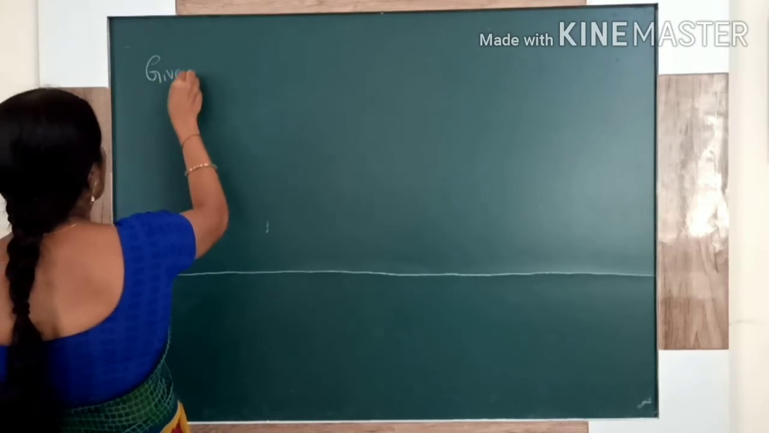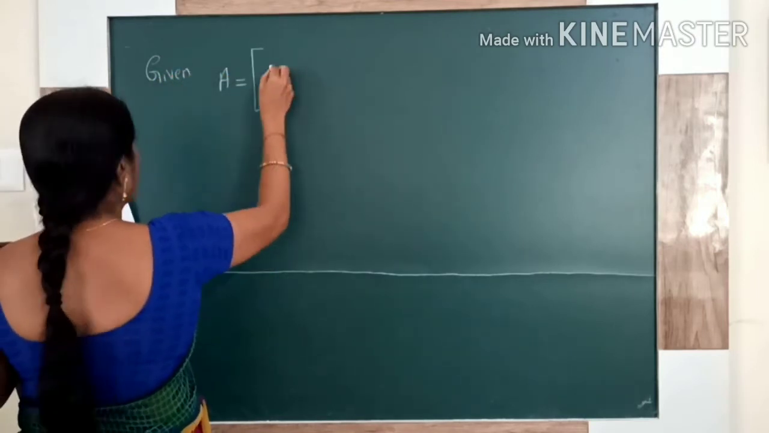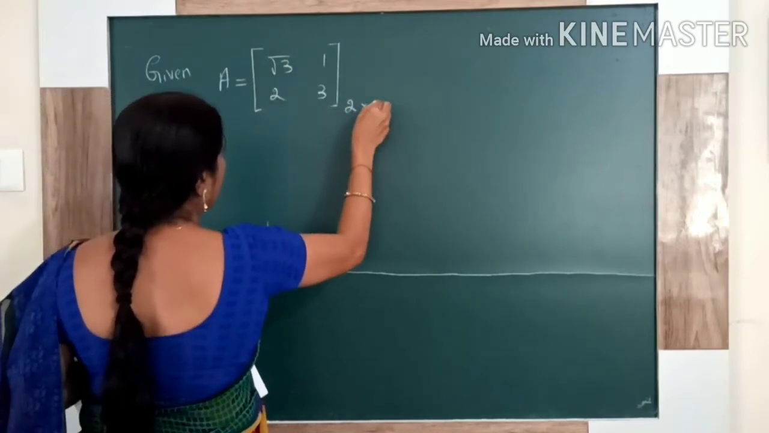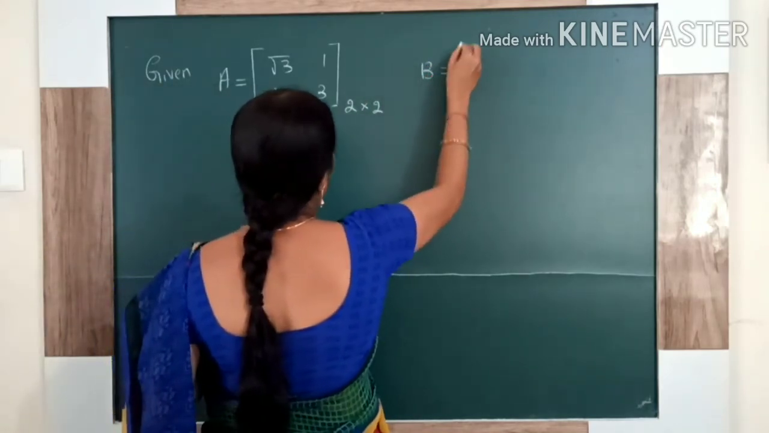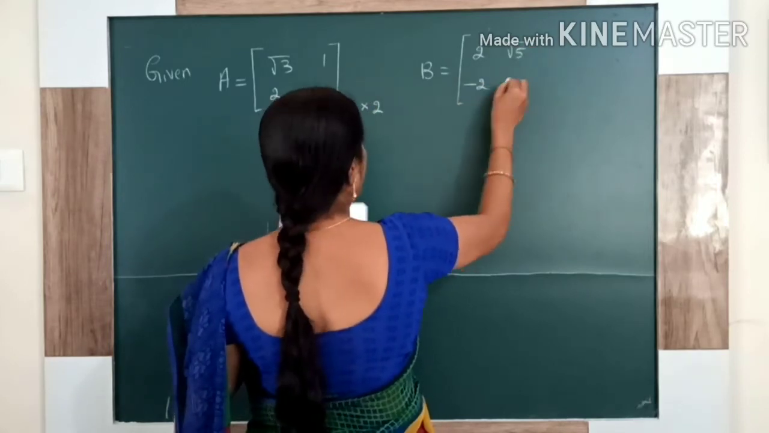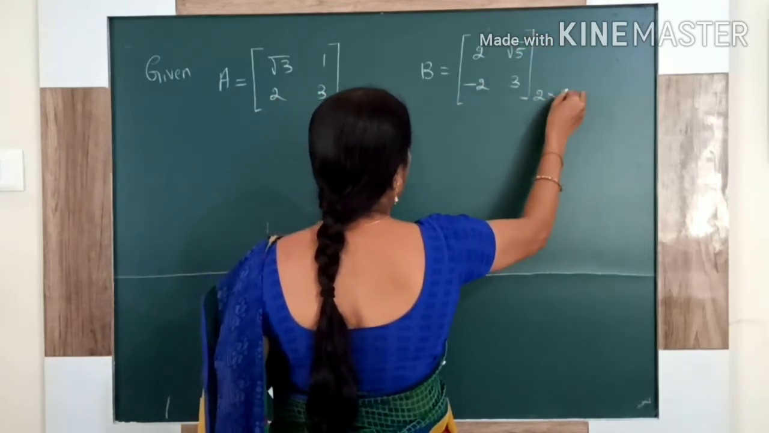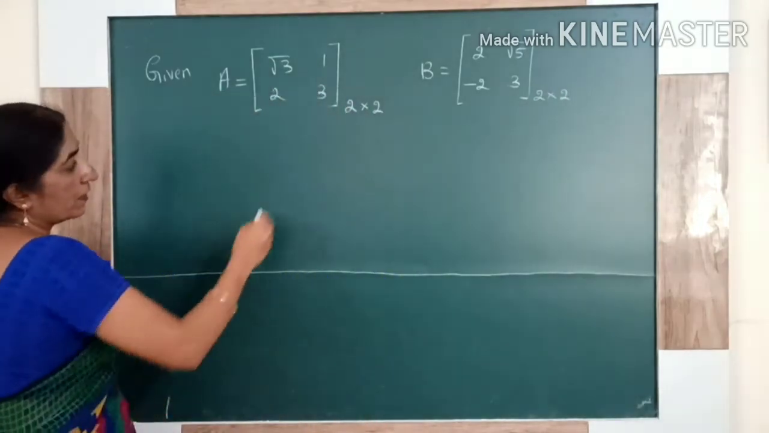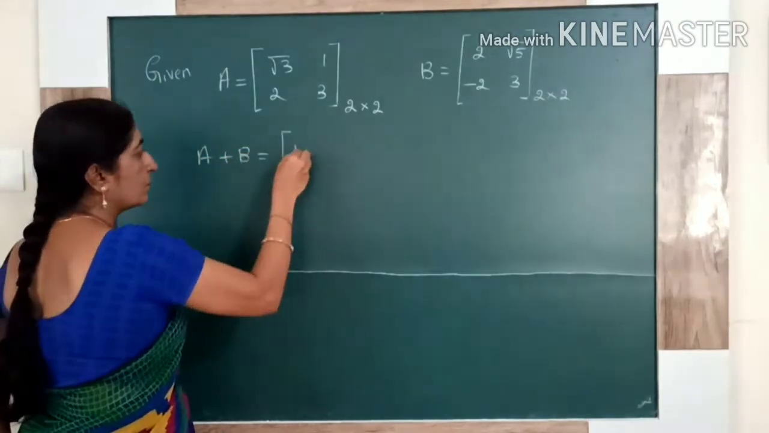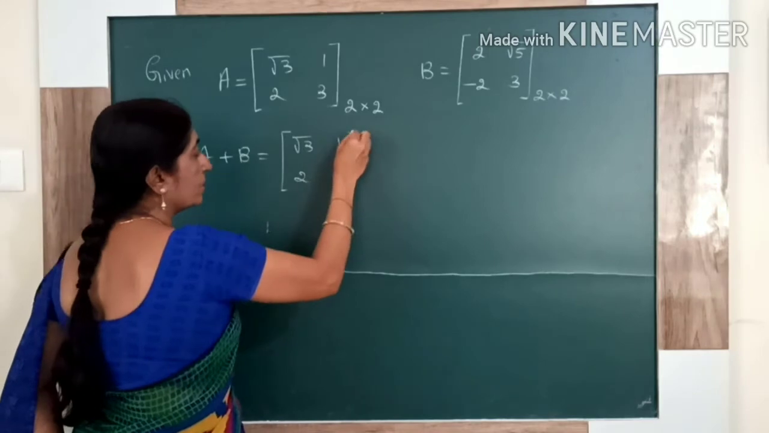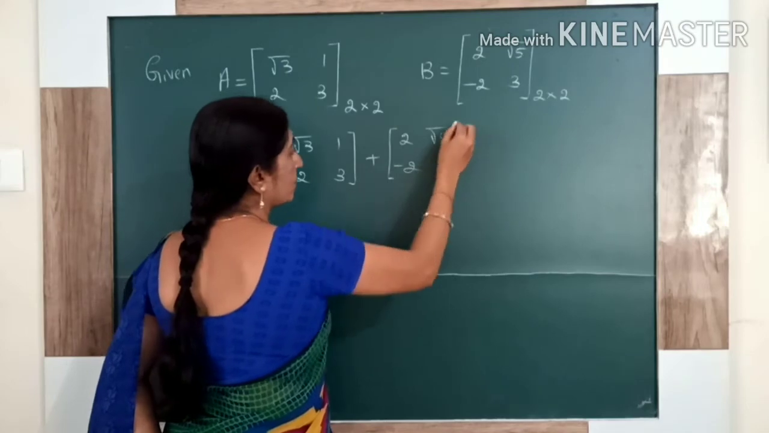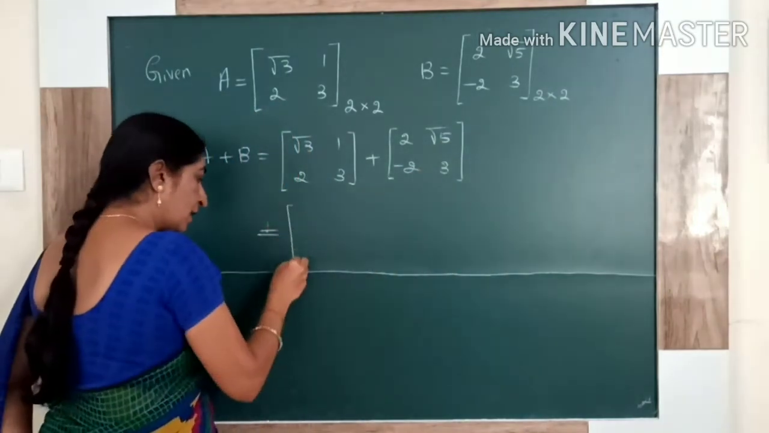What is given? A is equal to 2, 3, 1, 2, 3, 0. It is of order 2 by 2. So this is also of order 2 by 2. Now they have the same order, just add these two. Then go for corresponding elements addition.